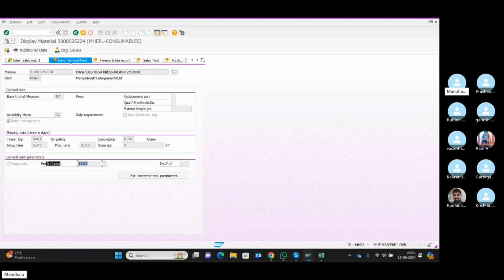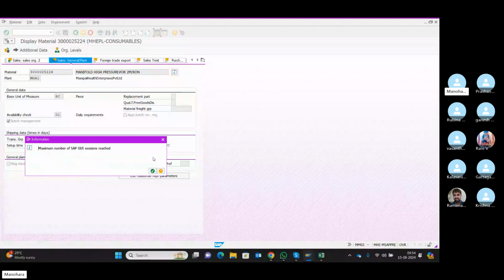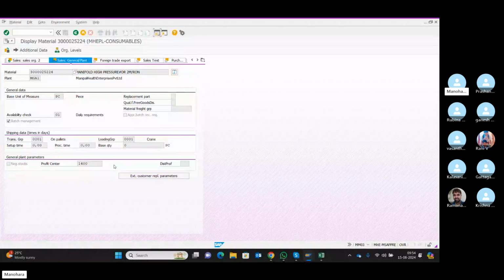Is your profit center option there or not? Your profit center will come from here only. How does the system pick the profit center from here to there? Because it is material-wise. Your material is given, and the profit center is given for this material.